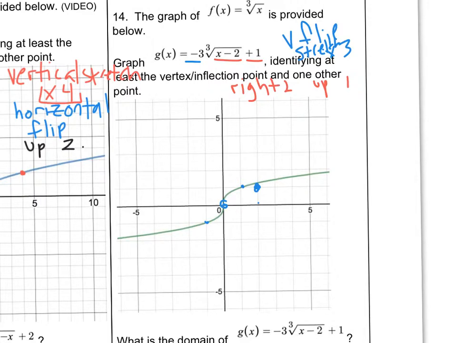From here, I'm going to really just use this -3 to kind of help me figure out what's going on. This one used to be over 1, up 1. Now it's going to be over 1, down 3. This other point used to be down 1, back 1. Now it's going to be back 1 and up 3. So that my graph looks something like this. That's about as accurate as you need for any of these problems.